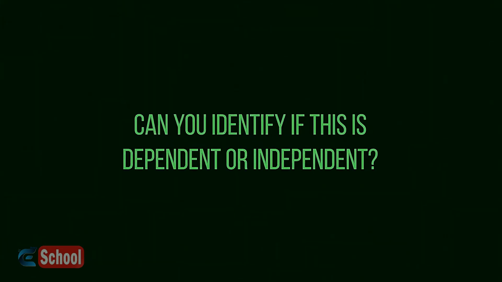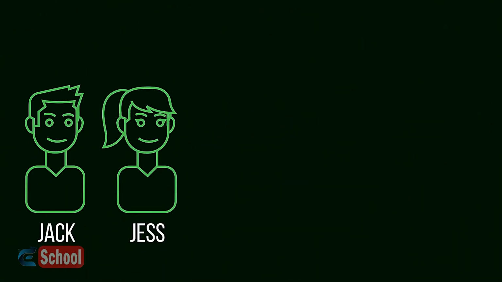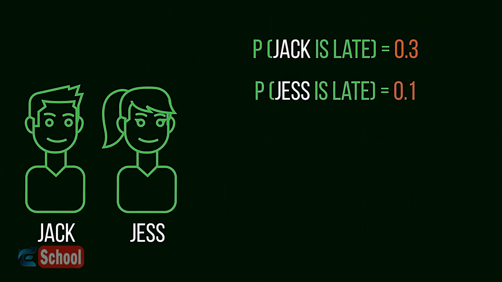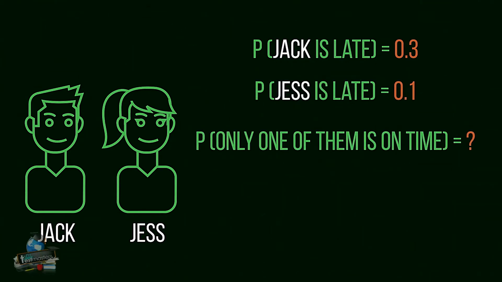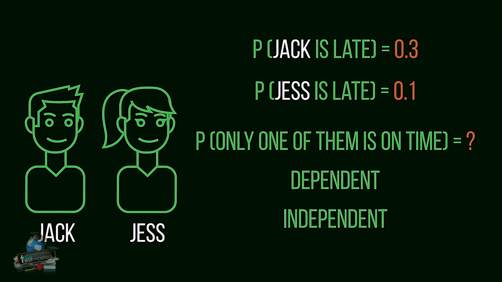Let's start by looking at a tree diagram question. See if you can identify if it's dependent or independent. Jack and Jess are both going to work. The probability Jack will be late is 0.3. The probability that Jess will be late is 0.1. What's the probability that only one of them is on time? Is the question dependent or independent? Pause and see if you can figure out which.